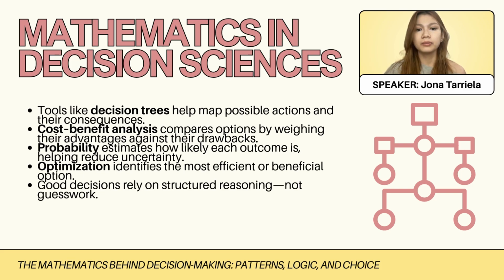We also use probability to estimate how likely each outcome is, and optimization to find the most efficient or beneficial solution. Overall, decision science shows that good decisions come from using mathematical models to weigh options, reduce uncertainty, and choose what makes the most logical sense.